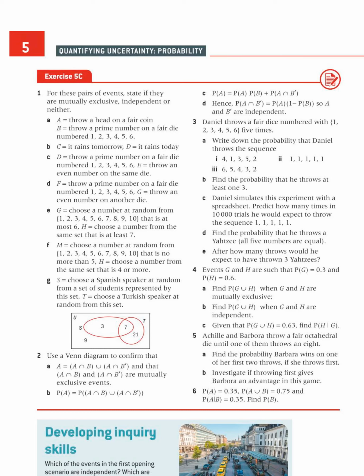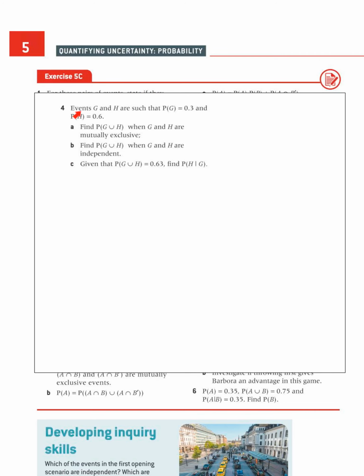Let's go back to 5C and have a look at question 4. Events G and H are such that the probability of G is 0.3 and the probability of H is 0.6. Find the probability of G union H when G and H are mutually exclusive.